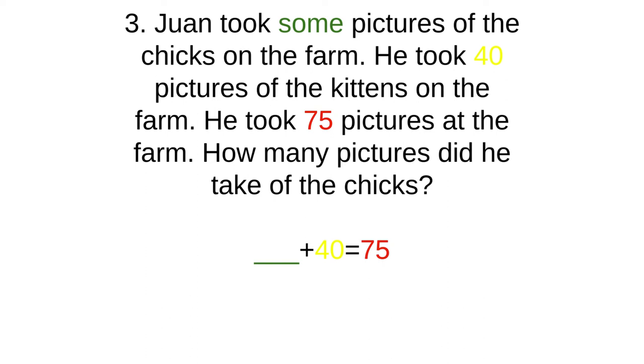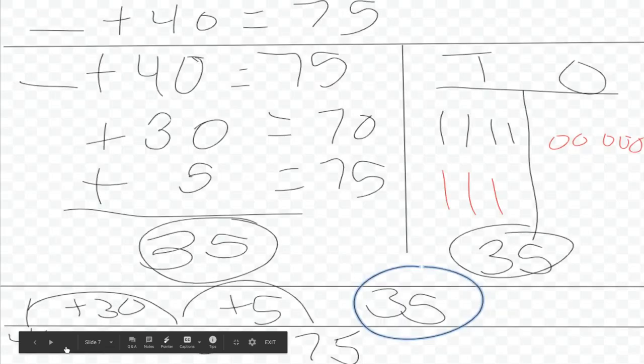So boys and girls, here I started off once again. I see the word some, which indicates that there is some missing information. So I have my green line to start my equation. And then Juan took 40 pictures of the kittens. So I added my 40 here. And then finally, he took 75 pictures total at the farm. So my equation is something plus 40 equals 75. Take a look at my work.